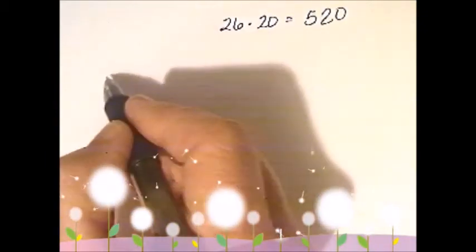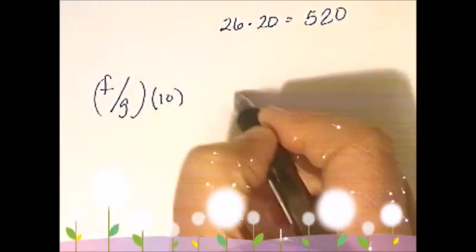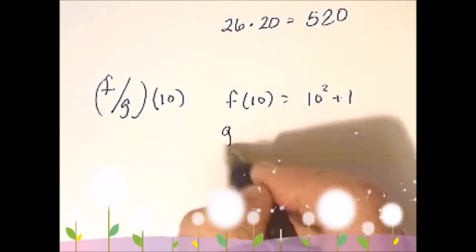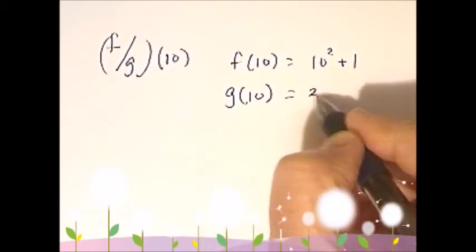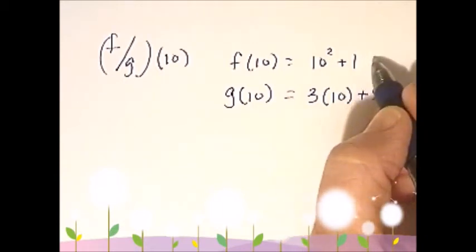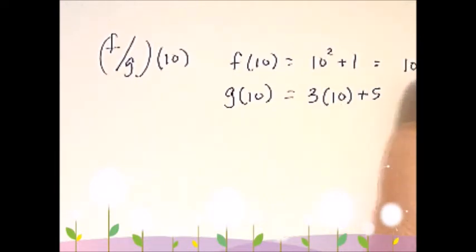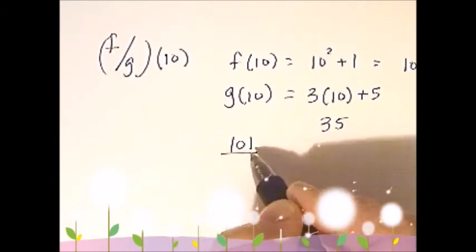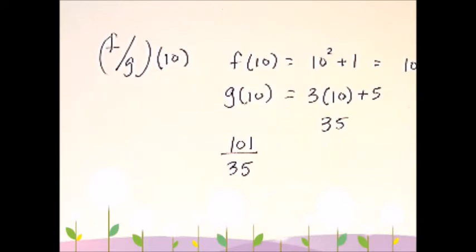If we're dividing f over g of 10, then I'd need f of 10, which is 10 squared plus 1, g of 10, which is 3 times 10 plus 5. So this is 100 plus 1, which is 101, 30 plus 5, which is 35. So this would be 101 over 35.